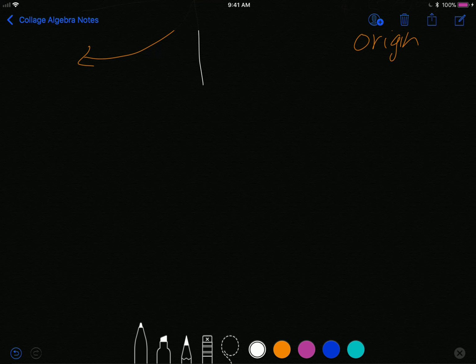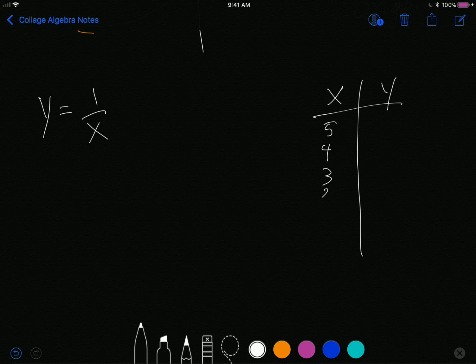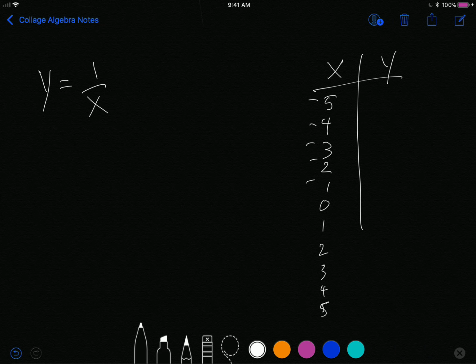The hardest one to master is this graph right here. Y equals 1 over x. The main reason is that it has fractions. This graph, let's go 5, 4, 2, 1, then 0, then -1, -2, -4, -5. Notice how many more points I need for this graph right here. This will be -1/5, -1/4, -1/3, -1/2, -1. Cannot divide by 0, so it's undefined.